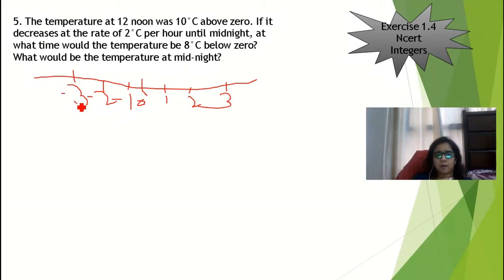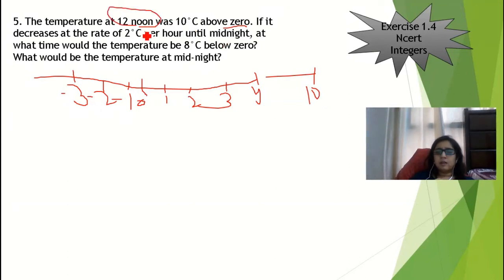So why is it so important? Because here the temperature at 12 noon was 10 degrees Celsius above 0. Above 0 means the temperature at 12 noon. 12 noon means 12 am, din ka time, 12 noon. So they have given 10 degrees Celsius above 0, which means the temperature at 12 noon is 10 degrees above 0. It is above 0 because it is greater than 0.